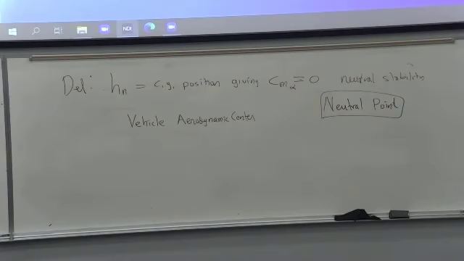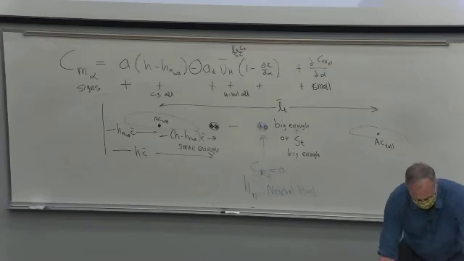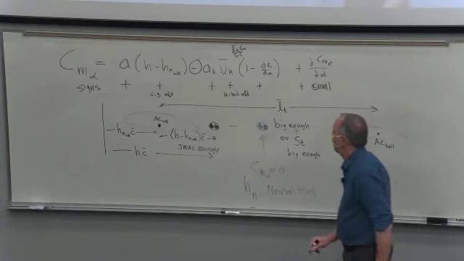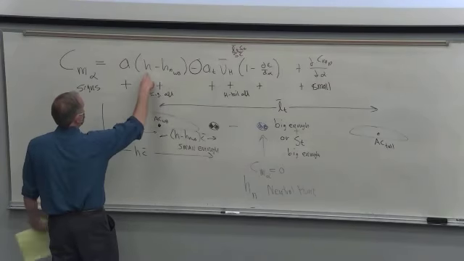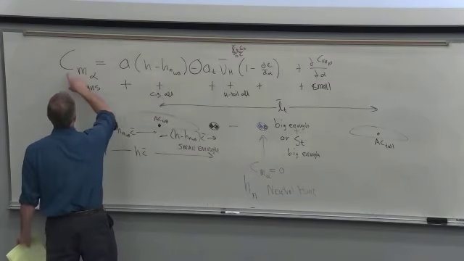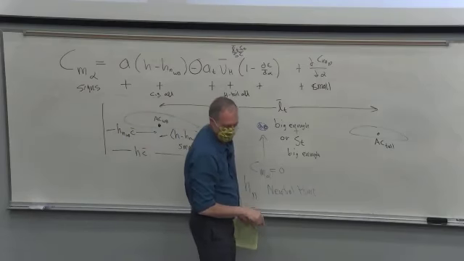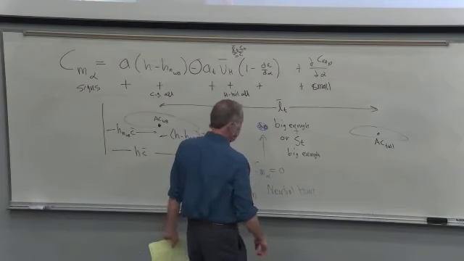So can we calculate that? Sure, because we have a formula for Cm alpha. So if we take this formula and look for that special CG location that makes this 0, we get it. That's the value that we're looking for.